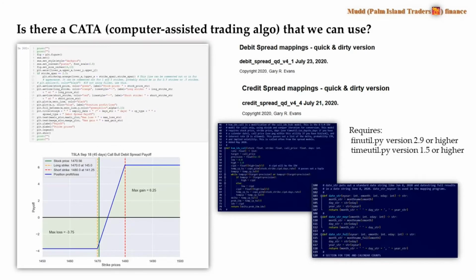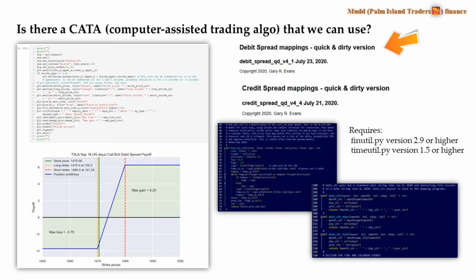To continue, we're going to answer the last question first. Is there a kata computer-assisted trading algo that we can use or that I'm providing you? And the answer is yes. There's a preview of what it looks like, part of it, not all of it, and the mapping on the left side of this page.